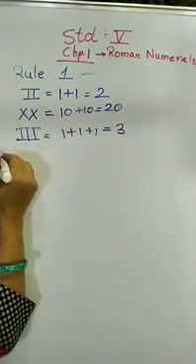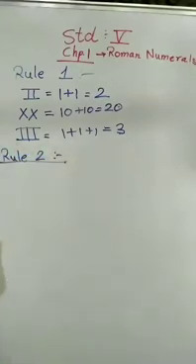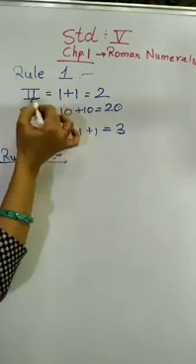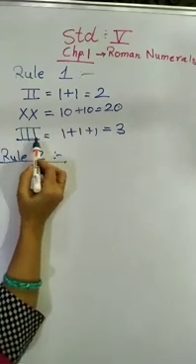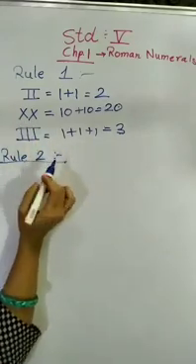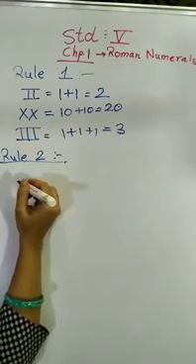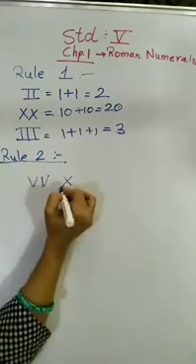Now let's move to rule number 2. The symbols X and I can be repeated continuously for a maximum of 3 times. The numeral V is never repeated consecutively. This means we can repeat I and X a maximum of 3 times, as I told you, but we cannot repeat V. We cannot write VV. Clear?